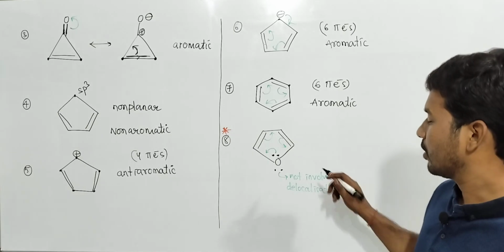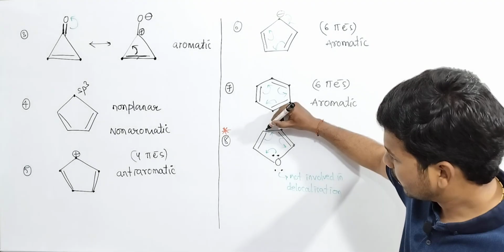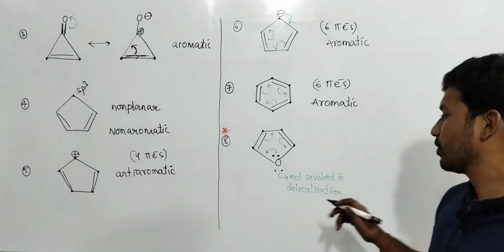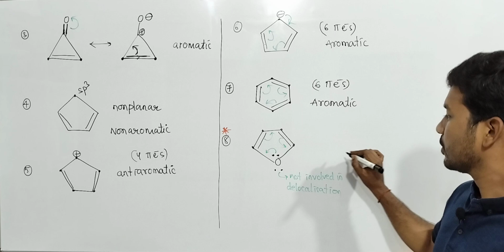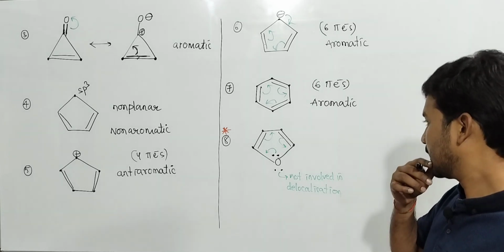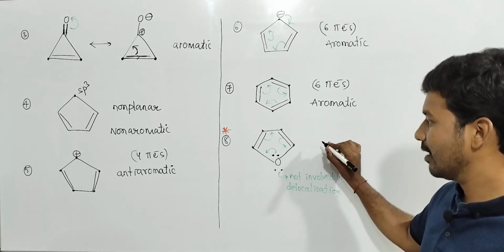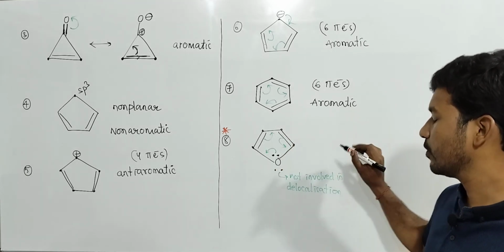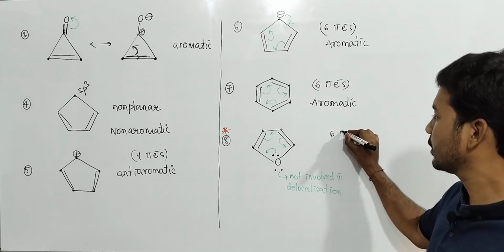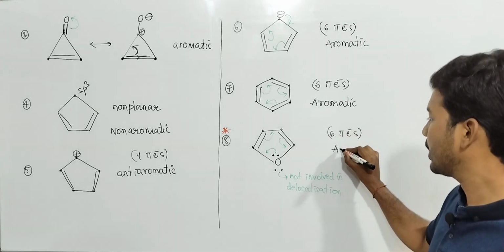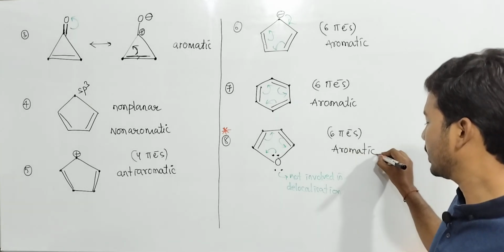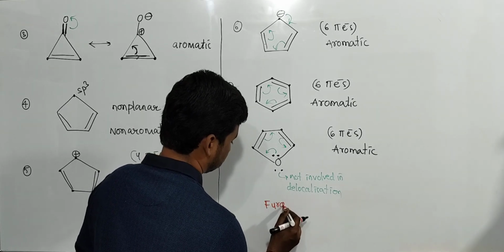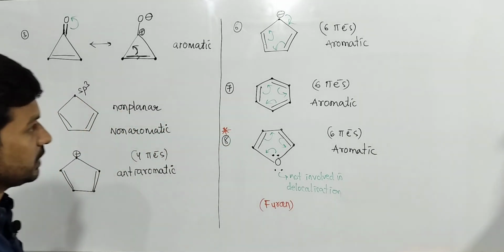All are cyclic sp2 carbons. All sp2 carbon, forget about oxygen. This is an angular shape, planar molecule only. So this is what? Cyclic planar conjugative system: lone pair, single bond, double bond, single bond, double bond, single bond, lone pair. How many pi electrons? 6 pi electrons involved in delocalization. Is this aromatic or not? Yes, aromatic. This molecule's name is furan. Furan is an aromatic compound. Remember this example.